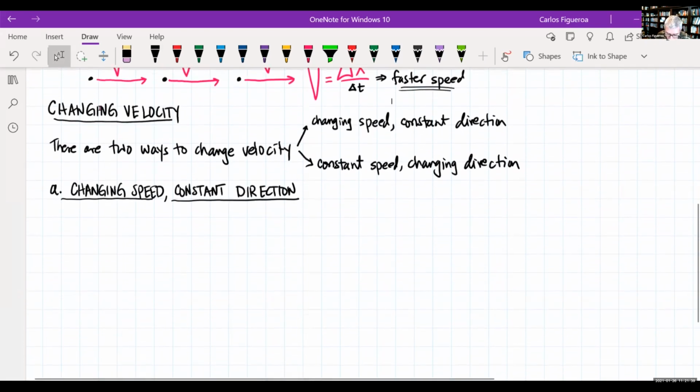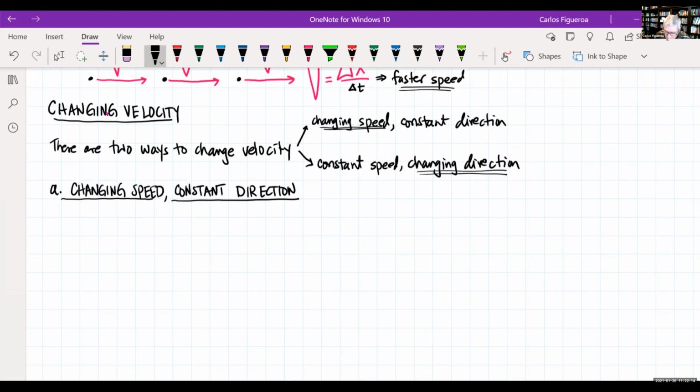So when I look at change in velocity, there are two ways that you can change velocity. I could either change the speed while keeping the direction constant, or I could have constant speed but changing direction. This is a tricky one for some people. People always assume that if you're changing velocity, it's always about changing speed only. Not true. If you're changing direction, that's also a change in velocity. So let's go for that.